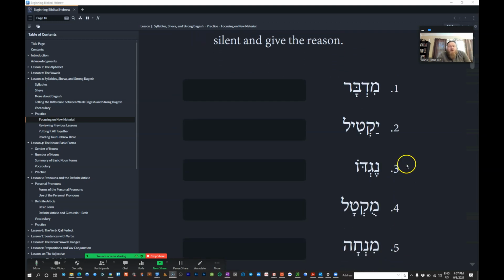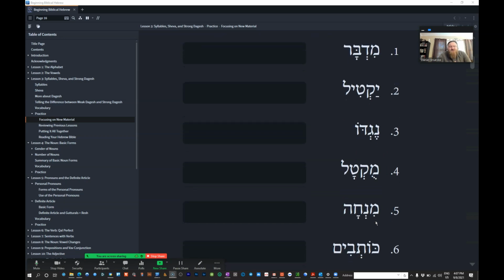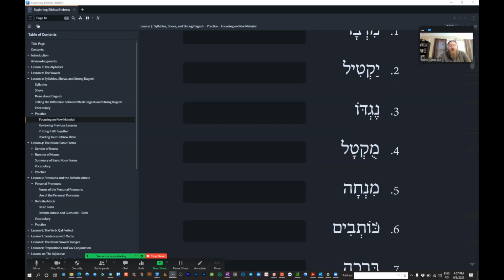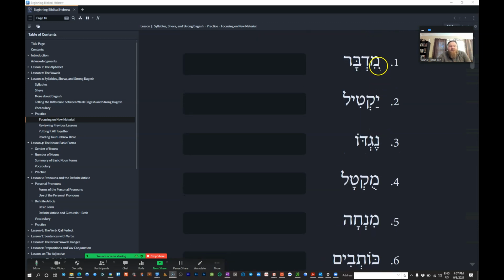So, number 1, short hirik. Number 2, short patak. Number 3, short segel. Number 4, short kibbutz. Pardon me. Number 5, short hirik. All of these, 1 through 5, have short vowels immediately preceding the Shava, and so the Shava is going to be silent in each of those cases.